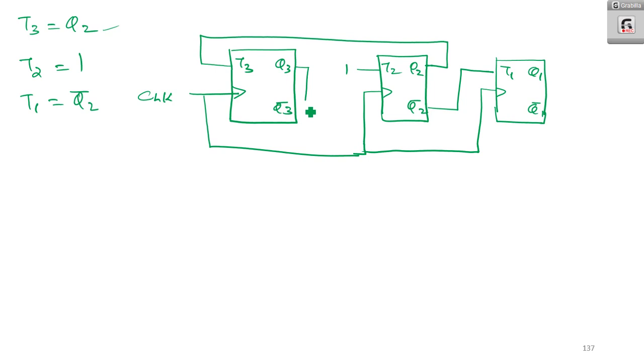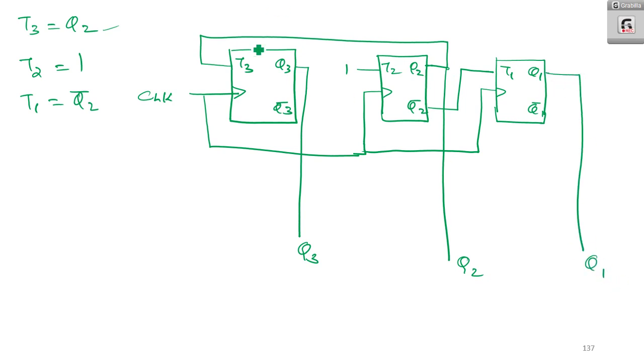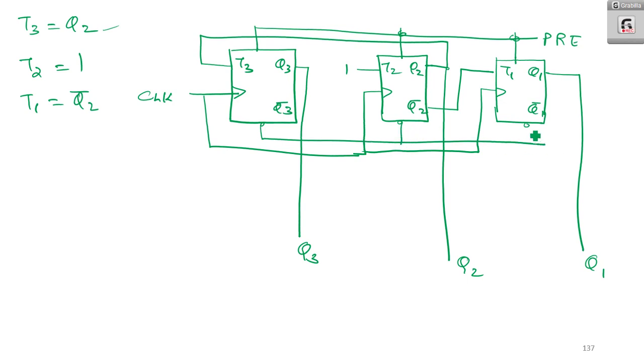So what are the outputs? Q3 is an output. Q2 is an output. Q1 is also an output. And you can have preset here. You can short these four and make that the preset. Now coming to clear, you have a clear pin here also. Okay, you can short this. So there we have clear. Okay, so that is the logic circuit for this counter.